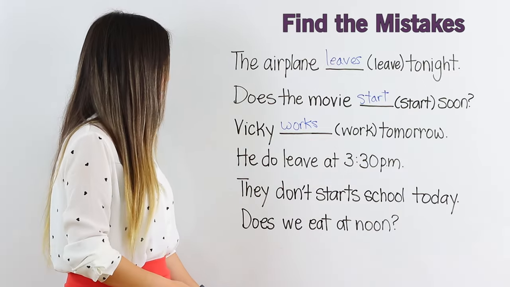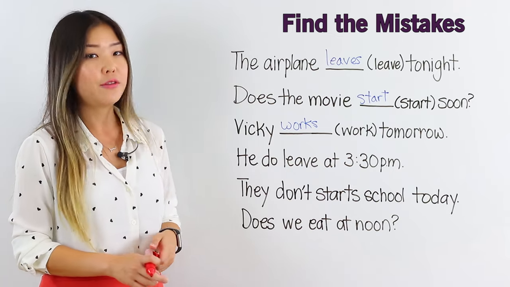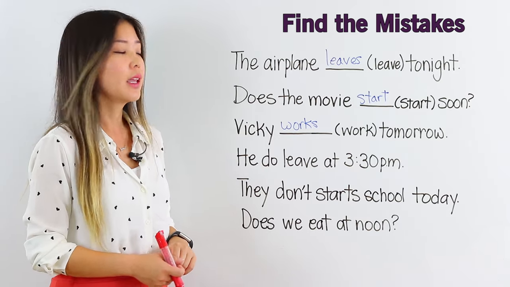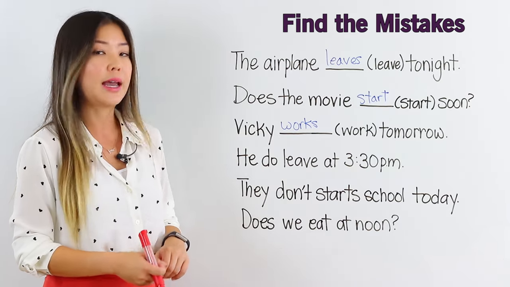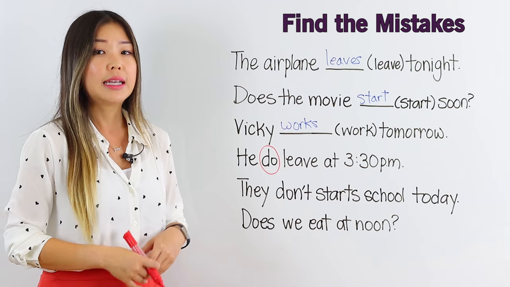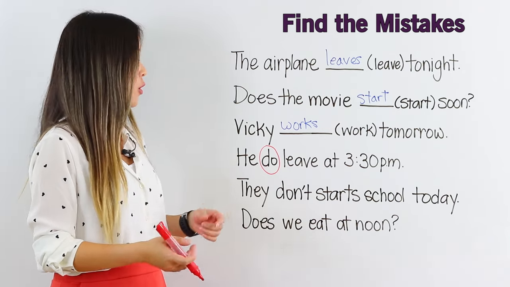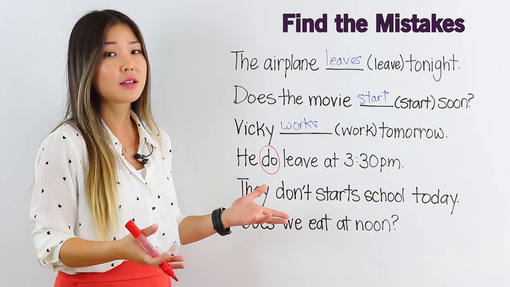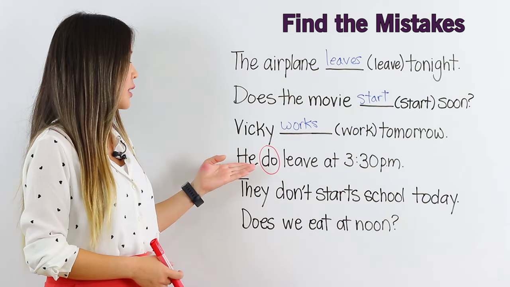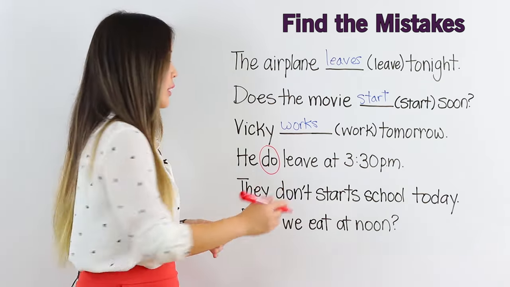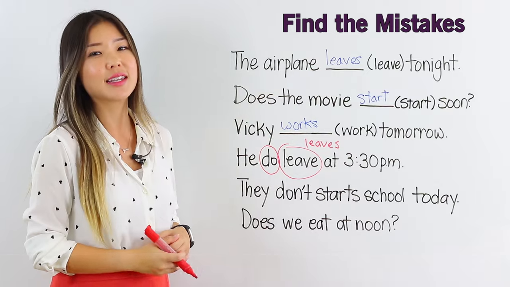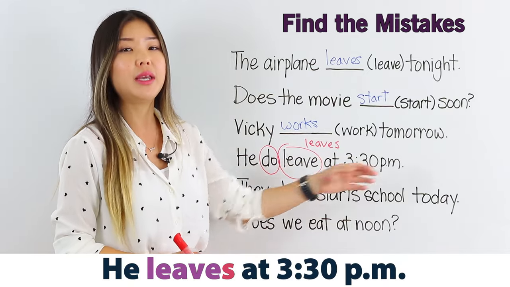Now, let's find the mistakes in the sentence below. He do leave at 3:30 p.m. Actually, there's only one mistake. Can you find it? He do leave at 3:30 p.m. We do not need the do here. We only use do in a question or in the negative form. But also, the subject is he, so we would use does. Either way, we don't need this here. Well, now we have the verb leave with the subject he. Do you know what to do? We simply change this to leaves, just like we did in the first sentence. He leaves at 3:30 p.m.